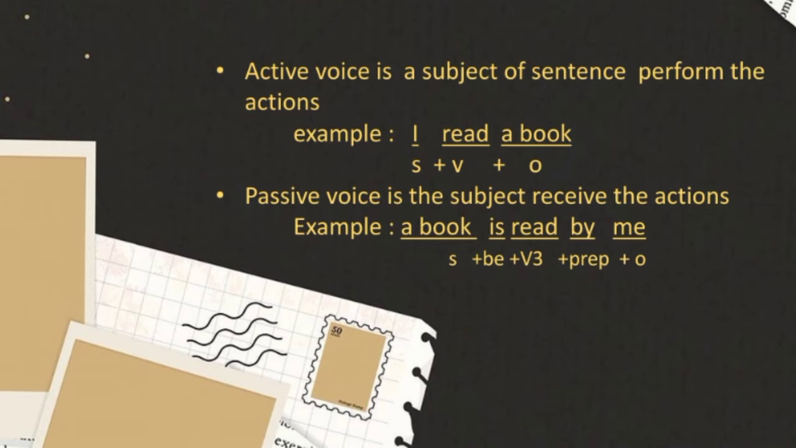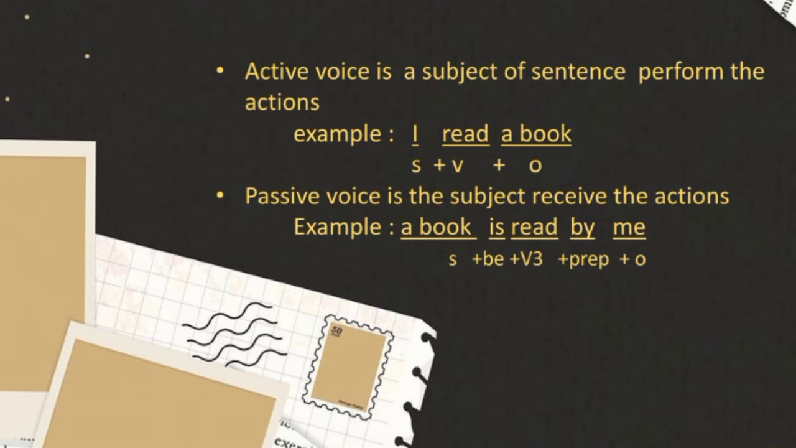And how do we change active voice into passive voice, or passive voice into active voice? First, if we want to change from active voice to passive voice, the object used in active voice we move to become the subject in passive voice. For example, if "I read a book", then "a book" in active voice we have to change to become the subject in passive voice.